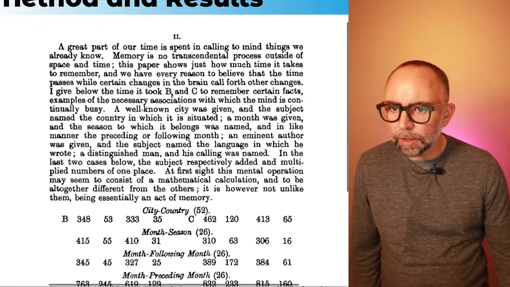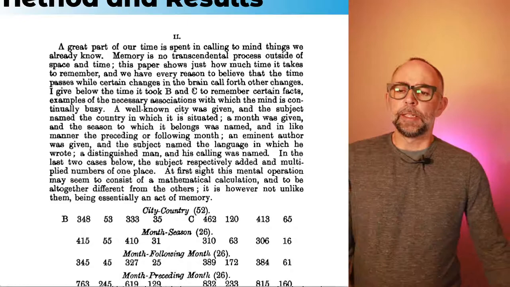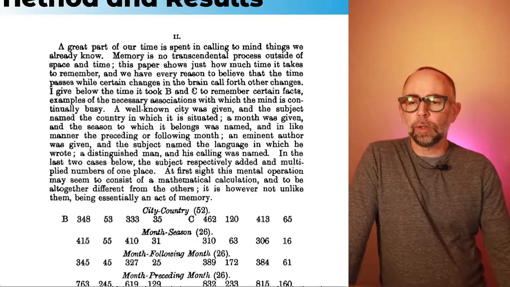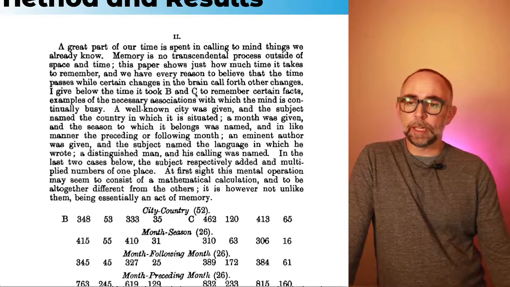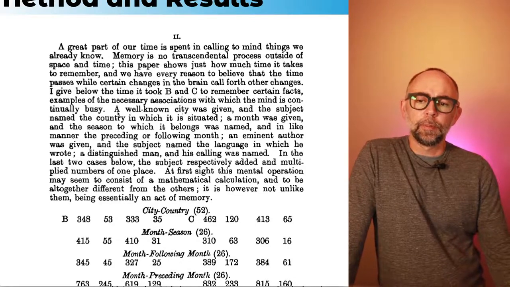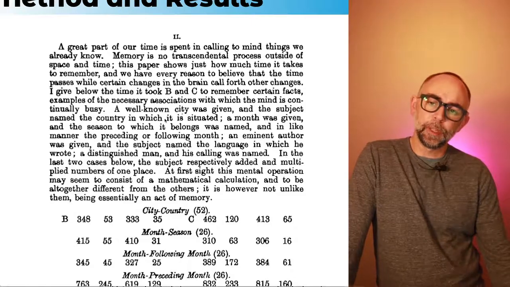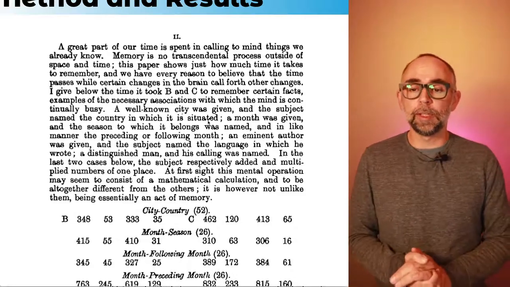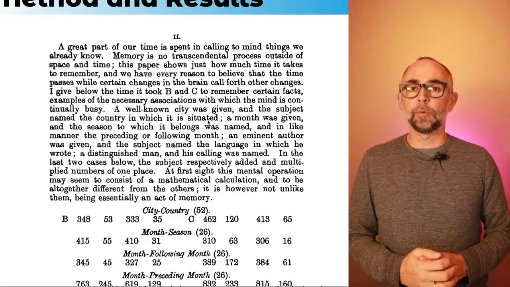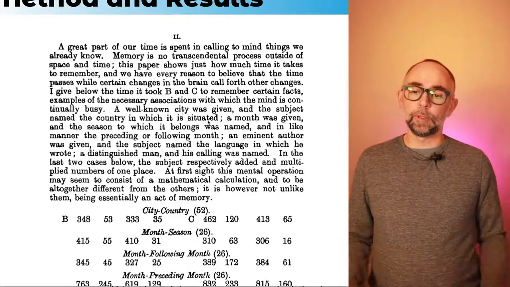We can zoom in here and see an example of the task. The task was essentially measuring how long it took people to remember certain kinds of facts. B and C refer to two different people who did this task. Here's what happened. Cattell would present, for example, a well-known city name, and the participant would have to name the country in which the city is situated. So maybe the city would be Paris, and the answer would be France. Or the city might be Toronto, and the country would be Canada.